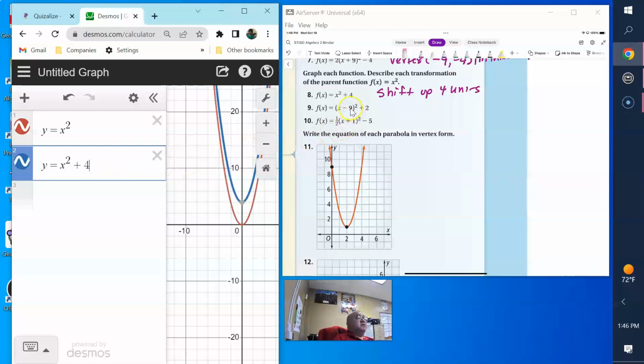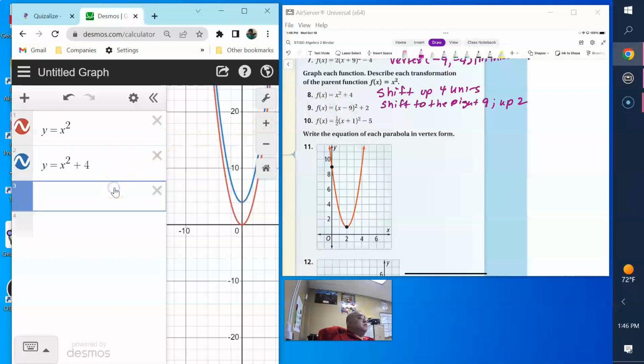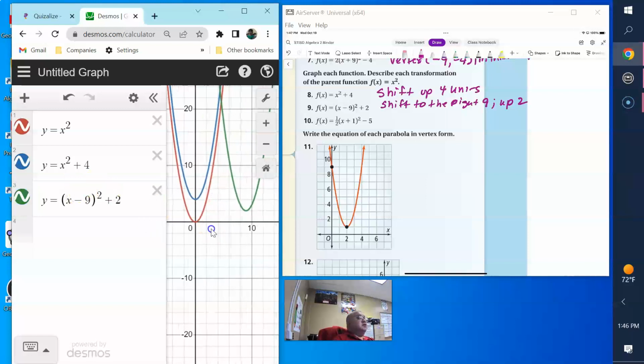The next one is the minus 9, so it's going to shift to the right 9 units, and then it's going to also go up 2 units. And if you want to see that, I'm going to go ahead and type in a different function here. We have y equals (x minus 9) squared plus 2. And here is the function. It went to the right, and it went up 2.